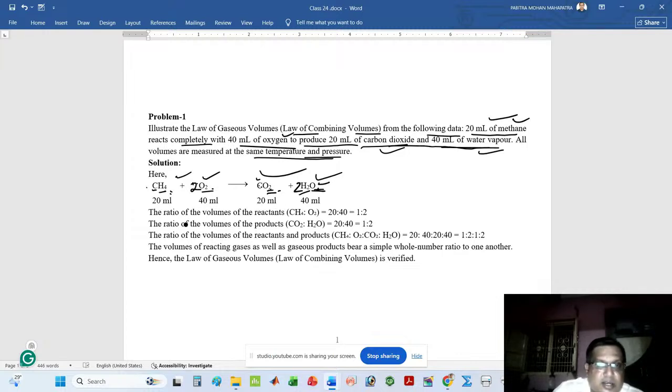Look at that. This is the balanced chemical equation. If you think about the volume of each gas, as per the question, I can write here 20 ml of CH4.